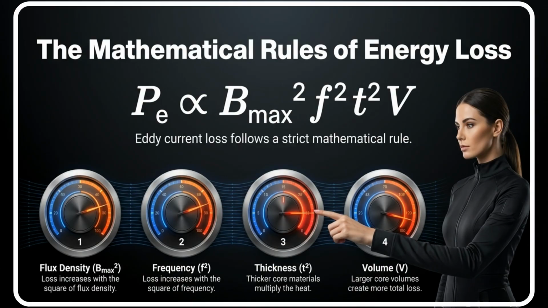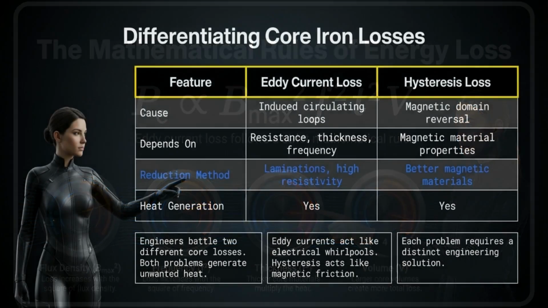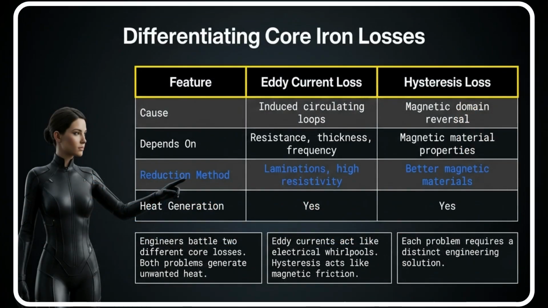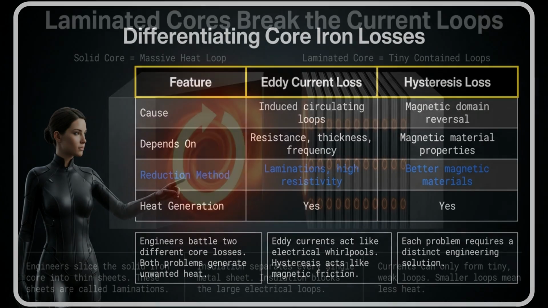Eddy current loss follows a strict mathematical rule. Loss is proportional to the square of flux density, frequency, and thickness, and is directly proportional to volume. Thicker core materials and larger volumes multiply the heat. Core iron losses include both eddy current loss and hysteresis loss. Eddy currents are induced circulating loops, while hysteresis is magnetic domain reversal. Engineers use different solutions for each, such as laminations for eddy currents and better magnetic materials for hysteresis.